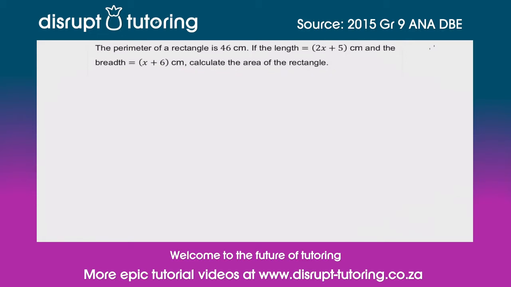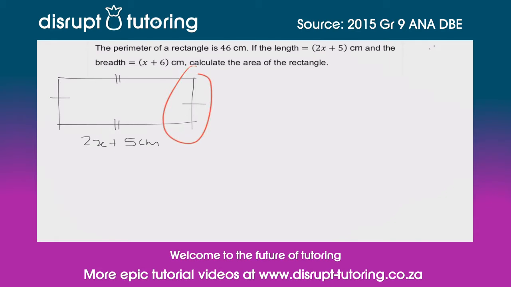So whenever we get a question like this, the first thing I would always do is to draw out the rectangle just so we know exactly what we're dealing with. We know a rectangle is a shape that has two pairs of equal sides. They've said to us specifically that the length is 2x plus 5 centimeters, and the breadth is going to be x plus 6 centimeters. I'm going to just pop those in brackets just so that we know that whole thing is in centimeters for both of them.